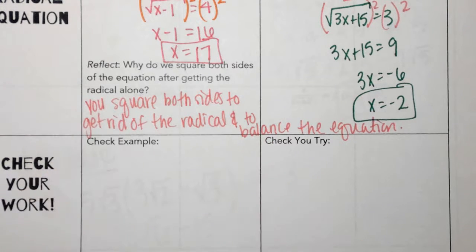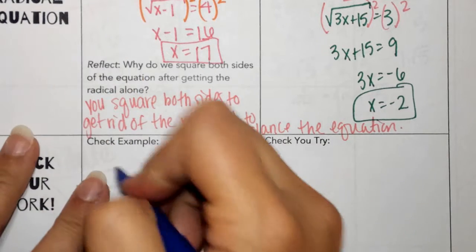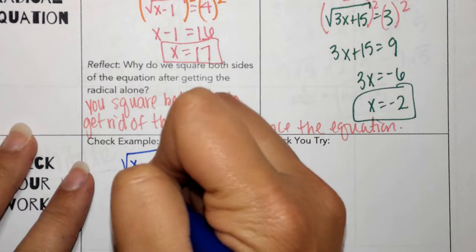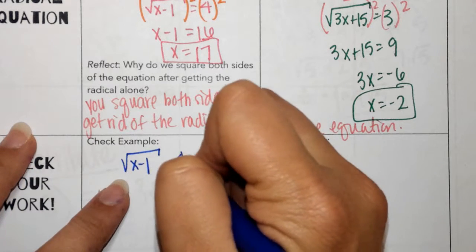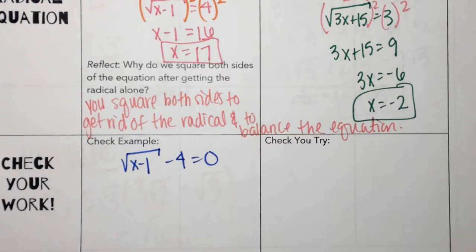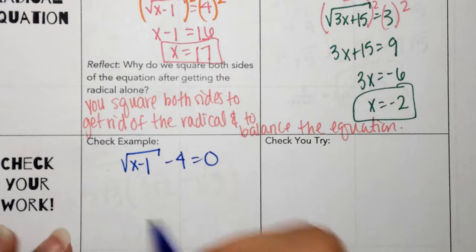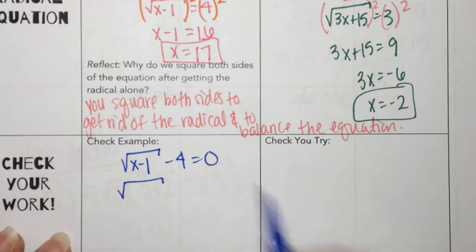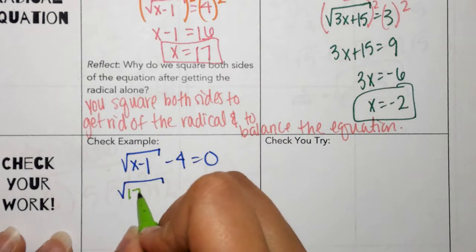Alright, now let's check it. You would check it by plugging in what x equals back into x. So we have the square root of x minus 1 minus 4 equals 0. So what did we get for x on this one? Yeah, it's going to be 4 because it's 16.